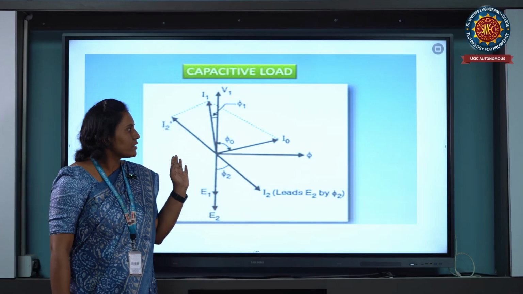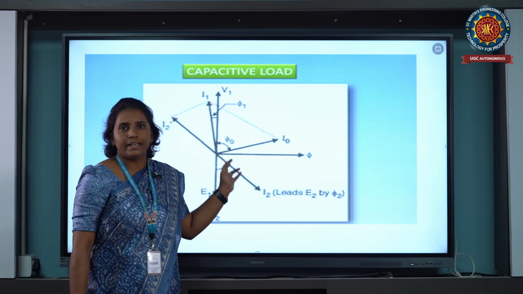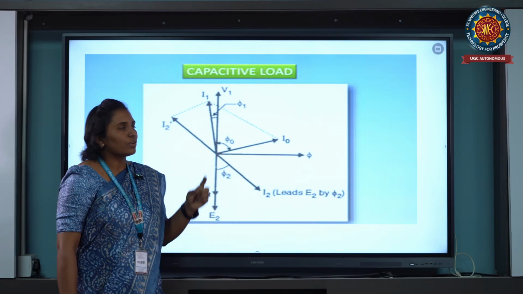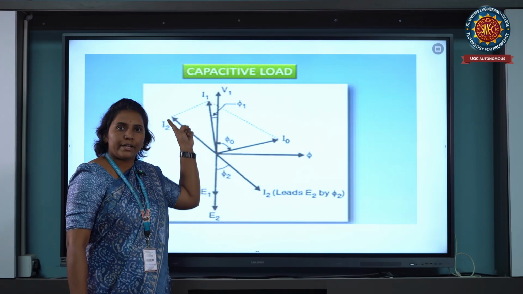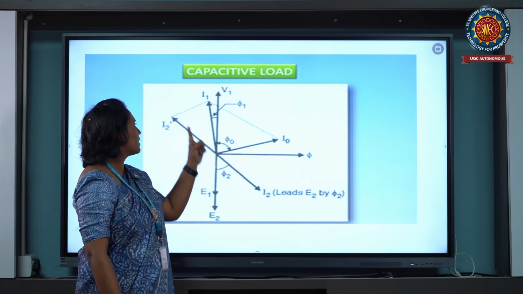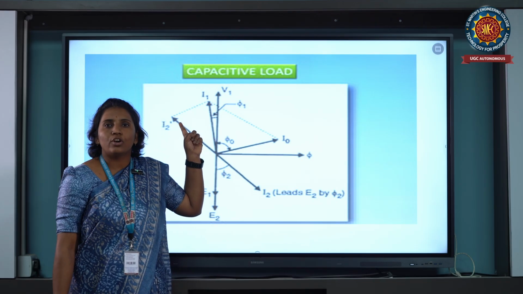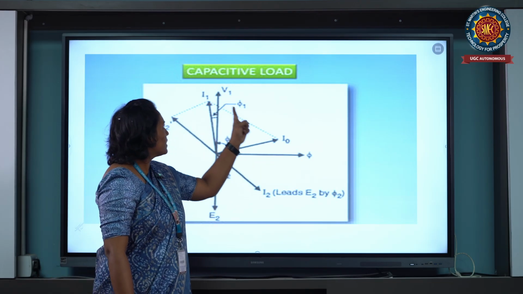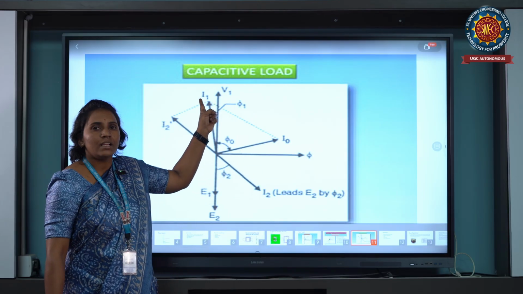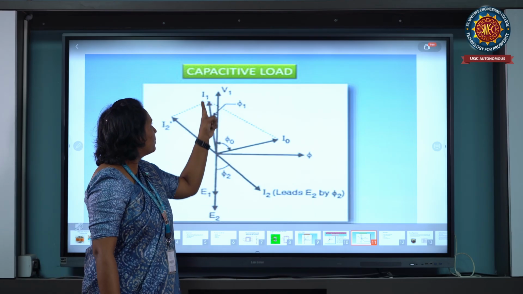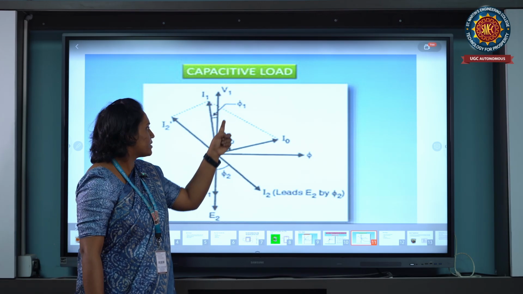In the practical transformer, the current is leading the supply voltage. Here I2 dash is leading the supply voltage, and I2 is the mirror reflection of I2 dash. The resultant current I1 is equal to I0 plus I2 dash. I2 dash and I1 intersect at one point. That point is the resultant current of the practical transformer at capacitive nature.